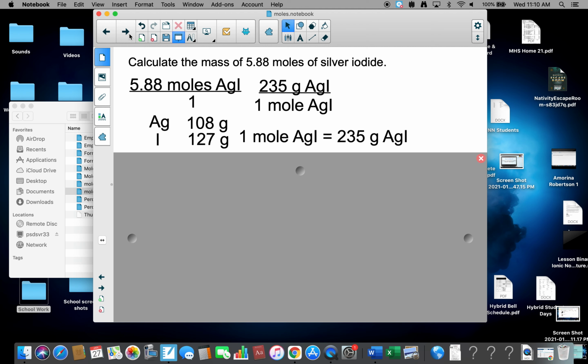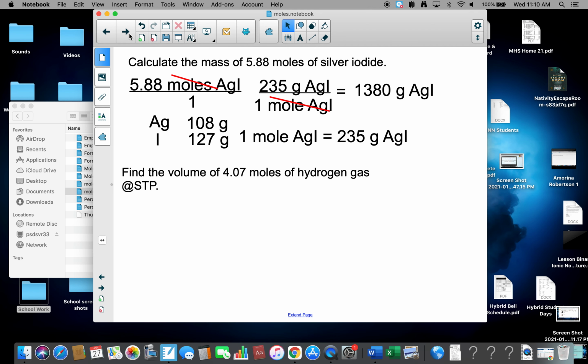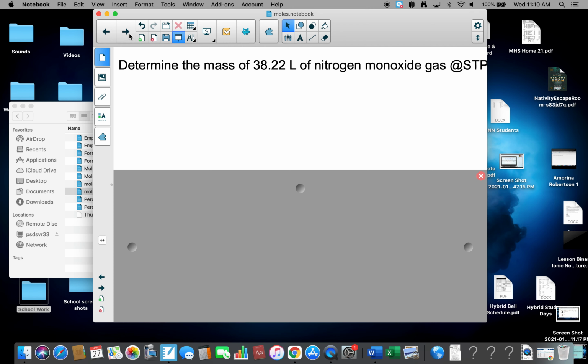So to solve that, we're going to put 235 grams of AgI over 1 mole. So my moles cross out. Multiply through, I get 1380. I know if you multiply, you get 1381, but I only have 3 sig figs. That's my answer. We'll do this one in class. Find the volume of 4.07 moles of hydrogen gas at STP. All right, so let's look at one more, the last kind of problem we can give you.